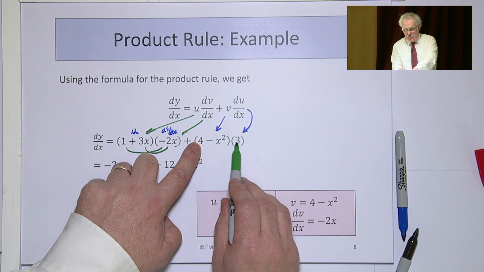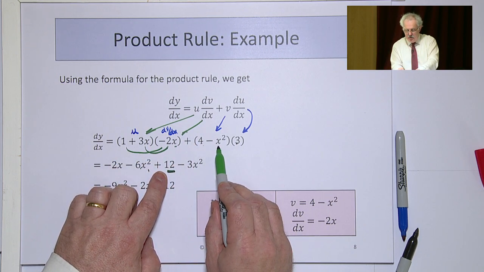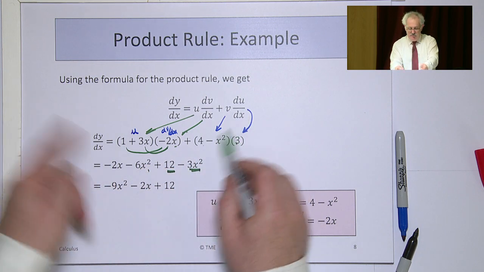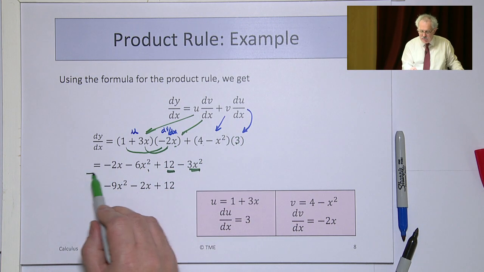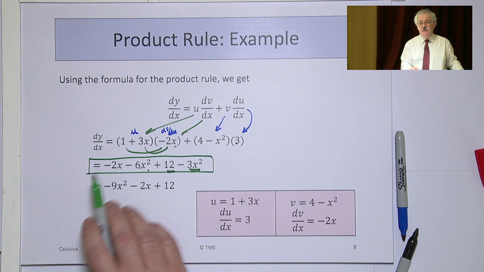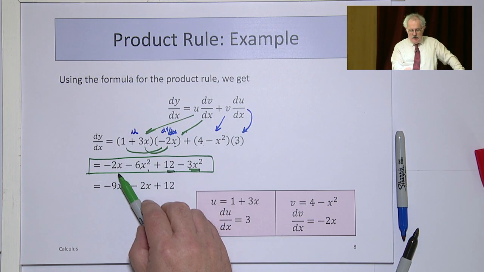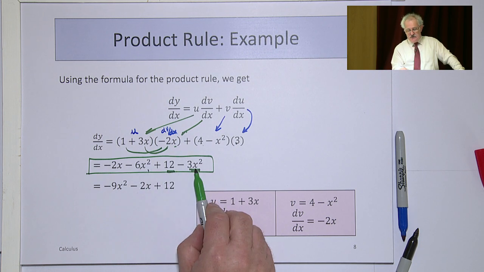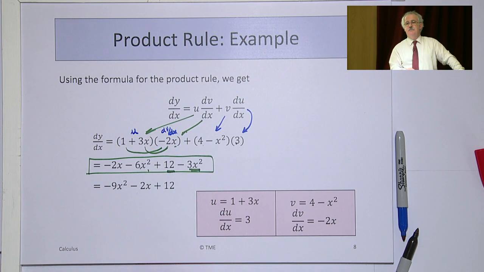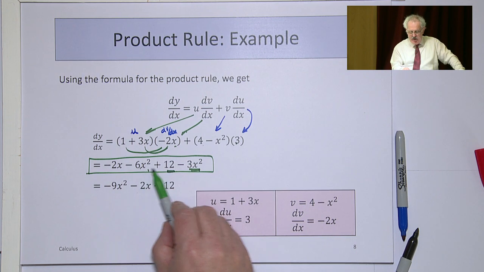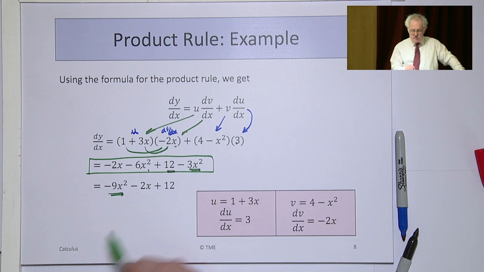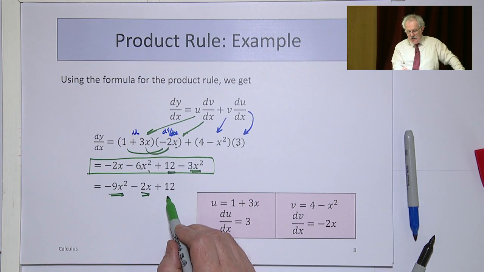I've now got this 4 by 3 is 12. And minus x squared by 3 will be minus 3x squared. So I've mapped those down. Now, I'm going to bring anything here together that is the same shape. X's are not the same as x squareds. They're not the same as numbers, but the two x squareds are the same. So I'm going to join those minus 6 and minus 3 together to give me the minus 9x squareds, the minus 2x, and the plus 12.